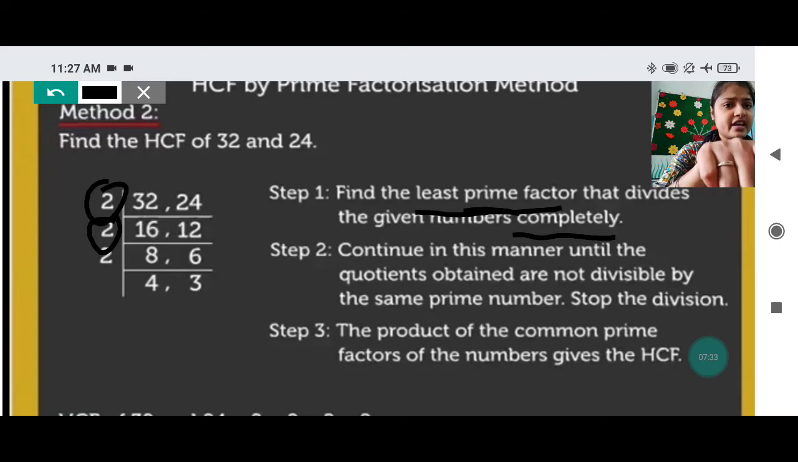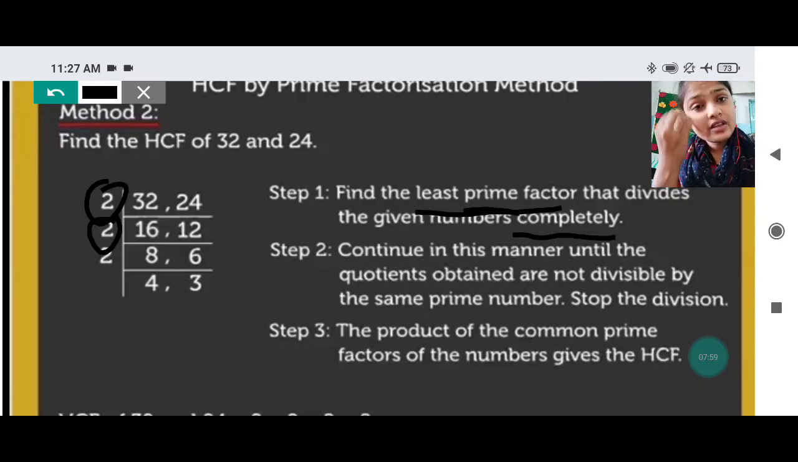Then again I will divide, until we do not get an uncommon number to divide. It is written, continue this. We have to continue until the quotients obtained are not divisible by the same prime number, meaning both numbers should not be divisible by the same prime number. Then we will stop the division. If both are divisible by any prime number, then we will continue.